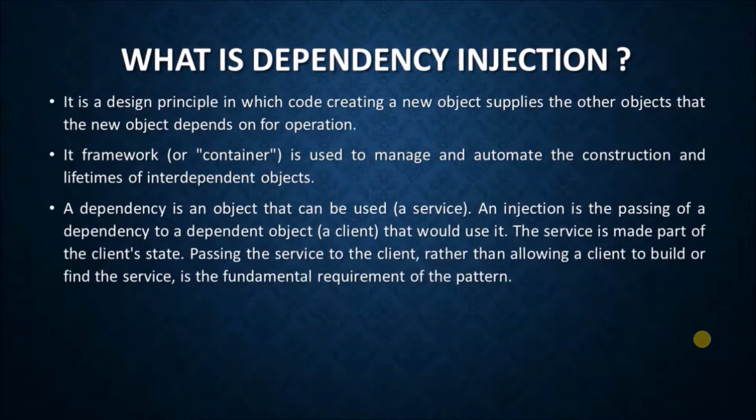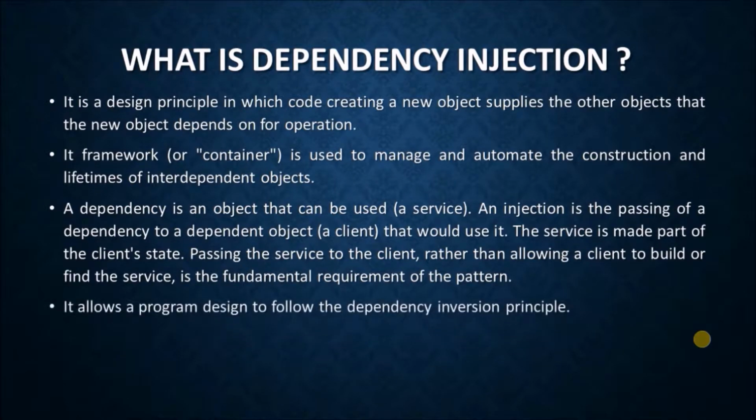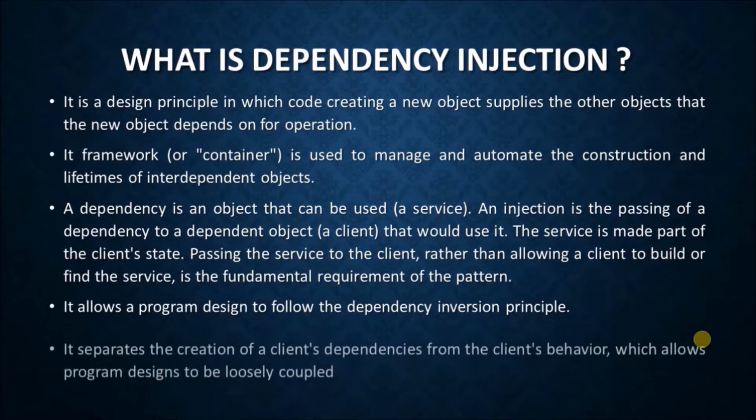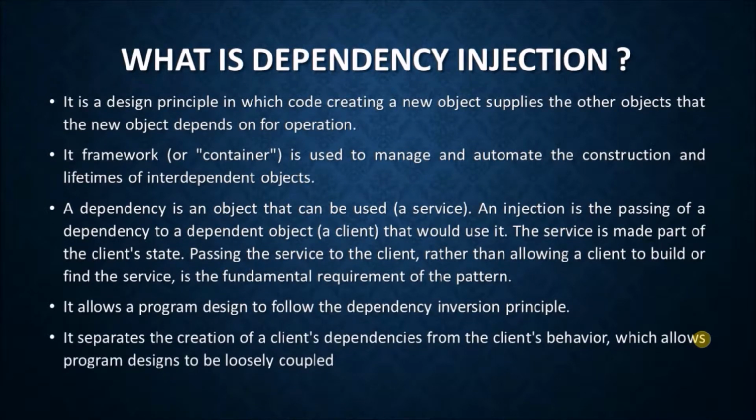A service. An injection is the passing of a dependency to a dependent object, a client, that would use it. The service is made part of the client's state. Passing the service to the client, rather than allowing a client to build or find the service, is the fundamental requirement of the pattern. It allows a program designed to follow the dependency inversion principle. It separates the creation of a client's dependencies from the client's behavior, which allows program designs to be loosely coupled.